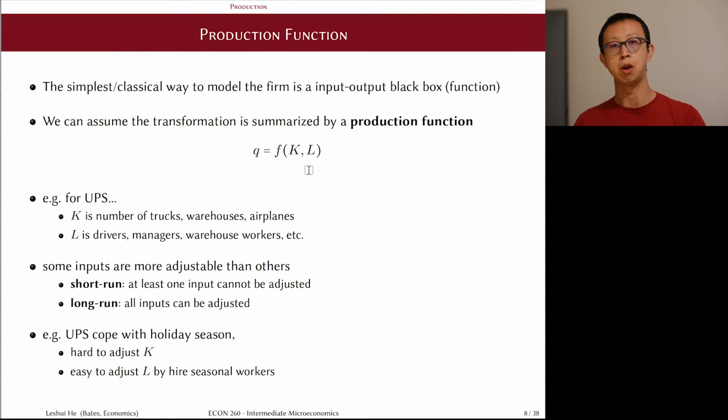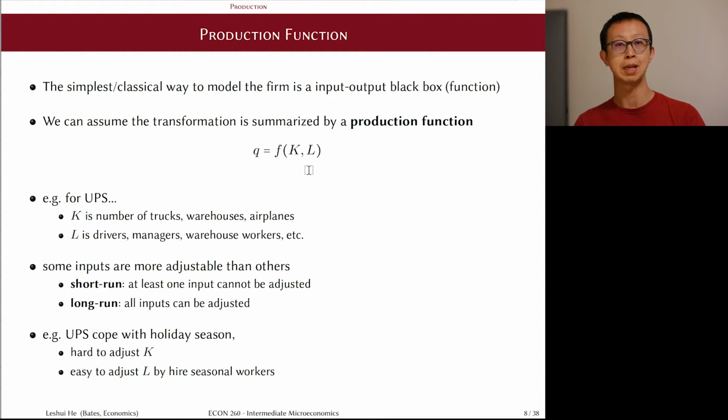Certainly, some inputs are more adjustable than others. For instance, to cope with the surge in businesses in the holiday season, UPS may be able to hire more temporary employees to ramp up the labor input. But it is very difficult to adjust the number of warehouses or their sizes to match the level of business.